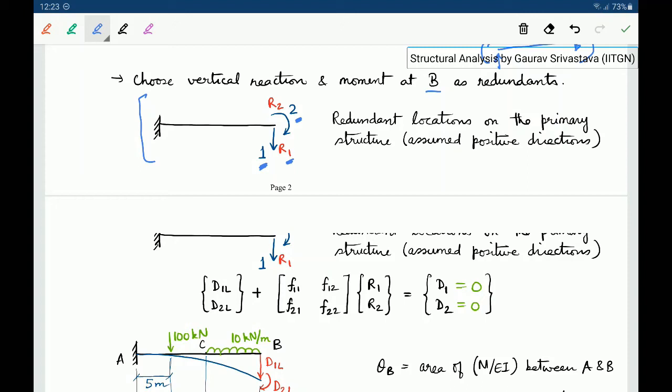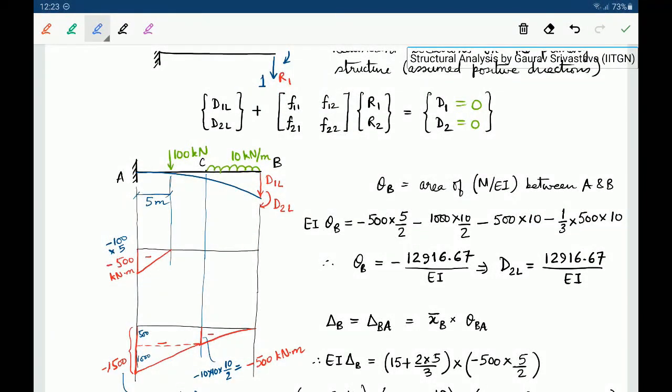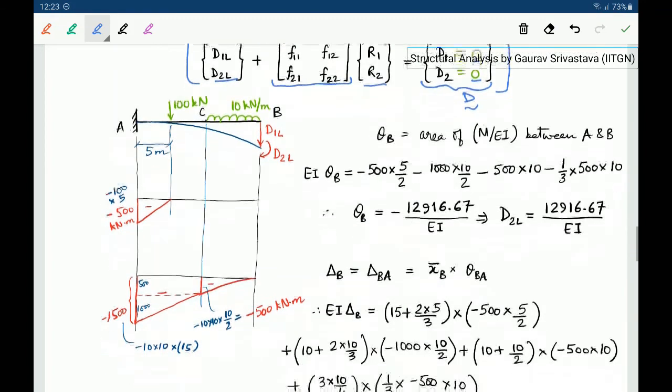So basically a clockwise moment we have assumed positive, and a downward force we have assumed positive, right? So the compatibility equation will be written like this as earlier. Now in this case, since there is no support settlement, both d1 and d2, the total displacements, will be 0, and this is the usual compatibility that we in general apply. So this d1L and d2L are the displacements due to the applied loads. This is the flexibility matrix, and this is R1, R2, which is the unknown.